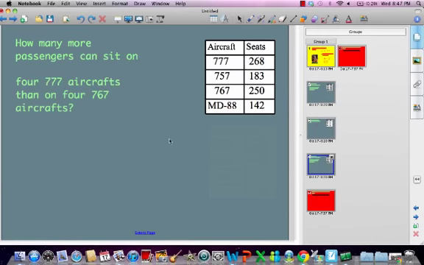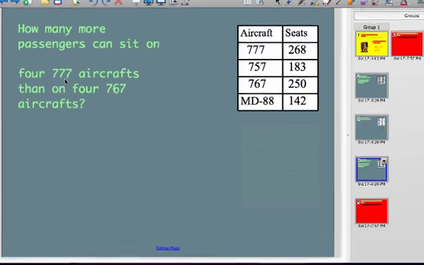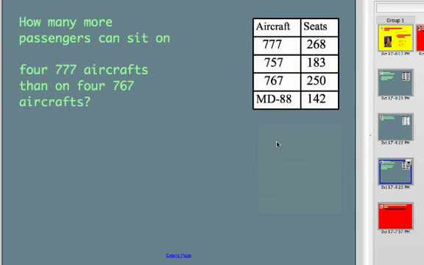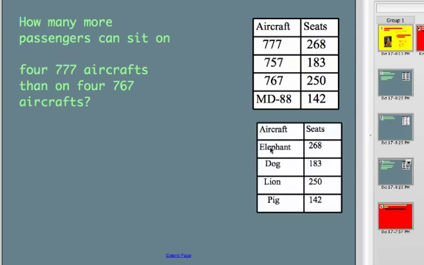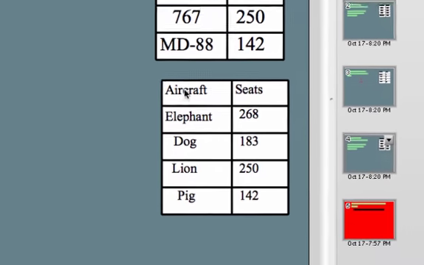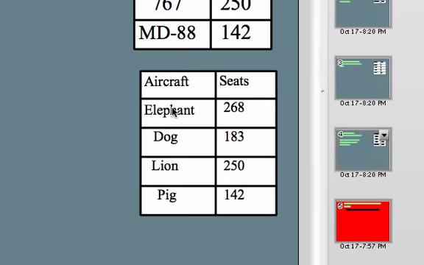Now, the other problem they have is that the aircrafts are called numbers, and that's confusing as anything. So it's okay to pretend that your aircrafts are whatever names you want to give them. So I gave them names of animals, and so I made the biggest animal have the most number of seats here. And I kind of did it that all the way down. I consider a lion to be bigger than a dog.